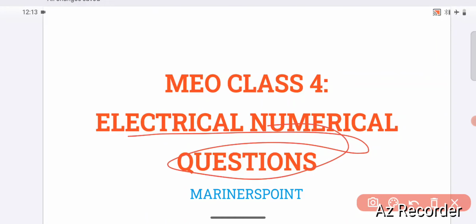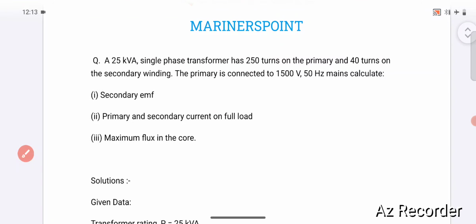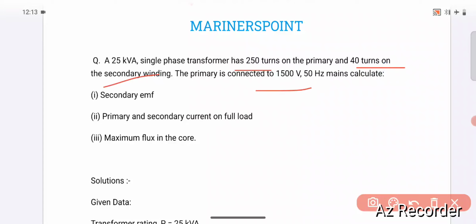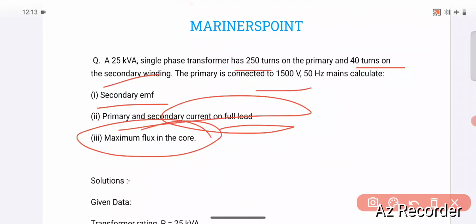Today in this video I am going to discuss an electrical numerical question asked in MEO class 4. So coming to the question, this is the question. A 25 kilowatt single phase transformer has 250 turns on the primary coil and 40 turns on the secondary winding. The primary is connected to 1500 volts and 50 Hz. Calculate the secondary EMF, the primary and secondary current on full load, and third, the maximum flux in the core.